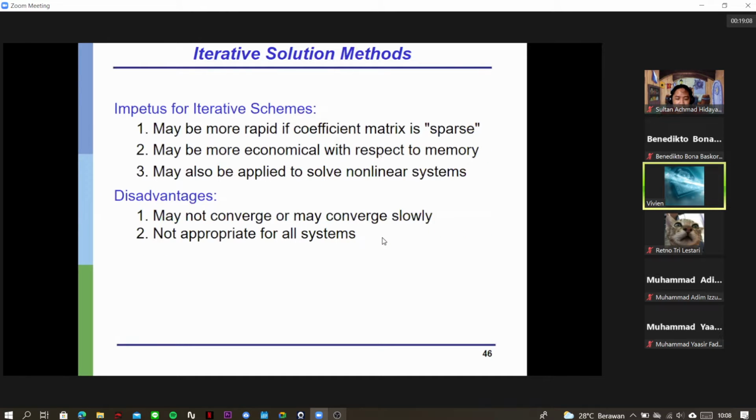Okay, so the advantage of this method compared to LU decomposition or Gaussian elimination is that the iterative method will be more rapid, so it will be faster, if the coefficient matrix is sparse. So what is the meaning of sparse? Do you know what is the meaning of sparse?